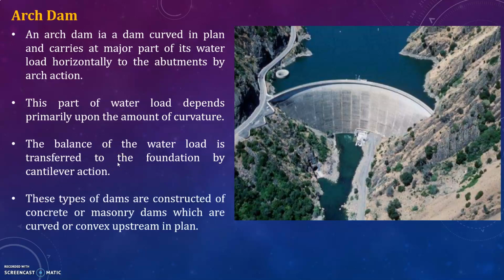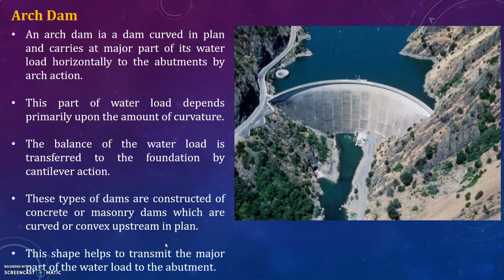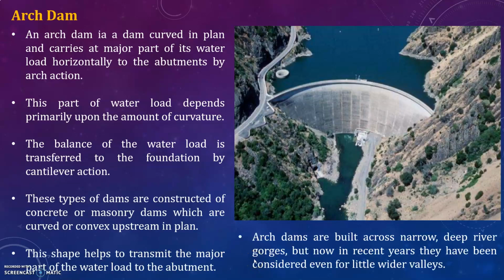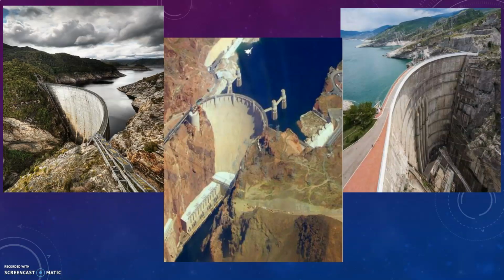These types of dams are constructed of concrete or masonry, which are curved or convex upstream in plan. This shape helps to transmit the major part of the water load to the abutment. Arch dams are built across narrow, deep river gorges, but now in recent years they have been considered even for little wider valleys. These are some of the pictures of arch dam.